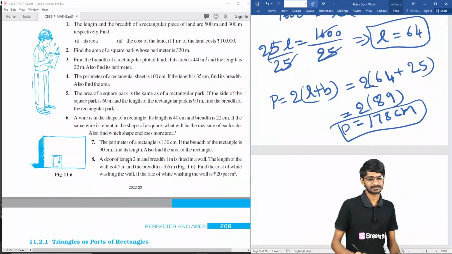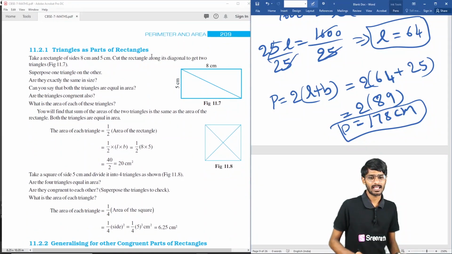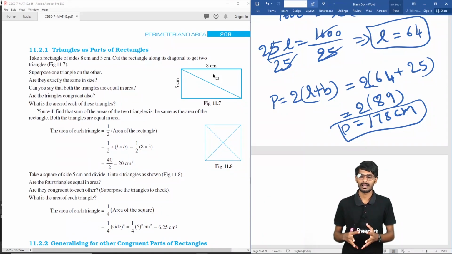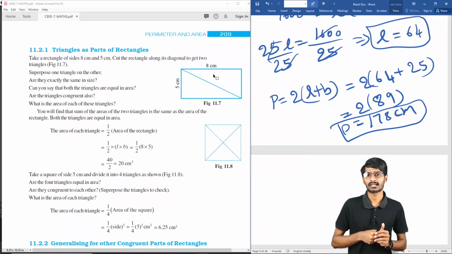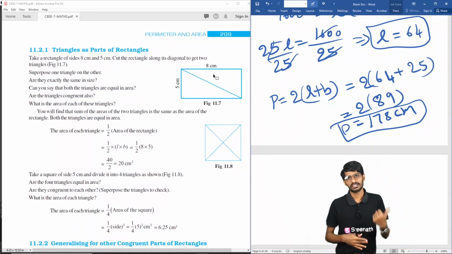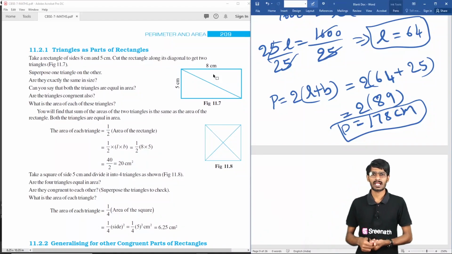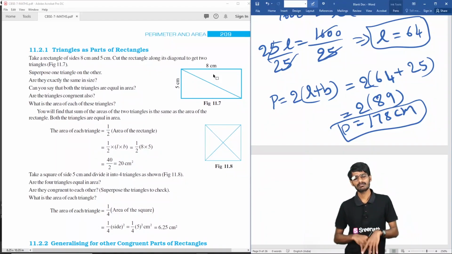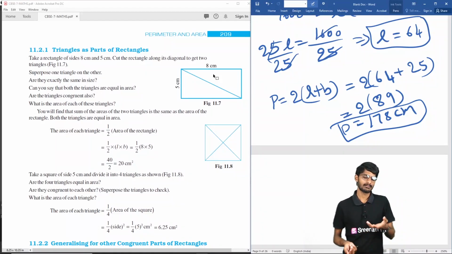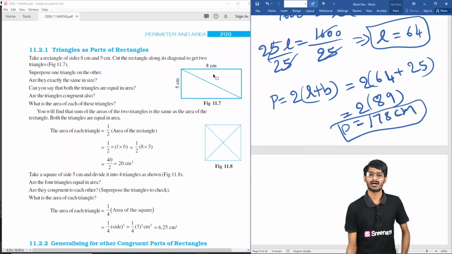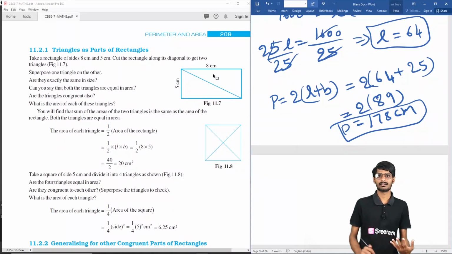Next, triangles as parts of rectangles. So students, we know the rectangle, the area of the rectangle, and the perimeter of the rectangle. We know the square, area of the square, perimeter of the square. But what about the triangle? Coming to the equilateral triangle, we know its perimeter. But what about the area? We don't know. Here we are going to find out the areas and perimeters regarding triangles.